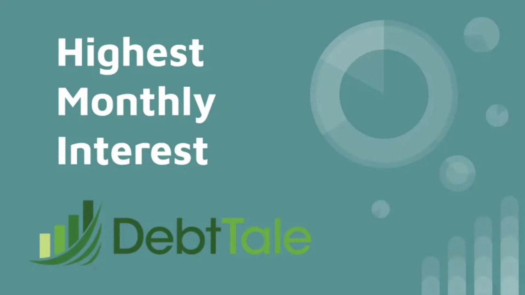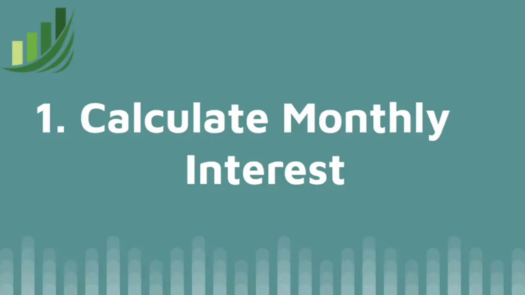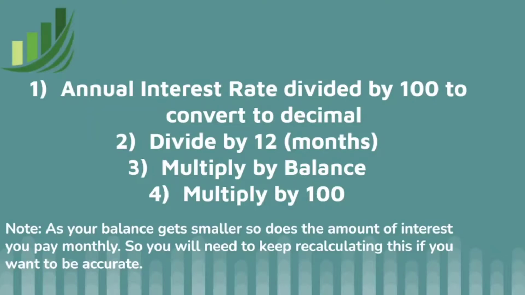All right, so here are the steps for the highest monthly interest payment method. Step one is you want to calculate the monthly interest. In order to calculate the monthly interest, you're going to have to do a little bit of math. So step one, annual interest rate, you're going to divide that by 100 in order to convert it to a decimal. Then you're going to divide that by 12 because again, there's 12 months in a year. You're going to multiply that number by the balance that you have remaining, and then you're going to multiply that by 100. Please note that as your balance gets smaller, so does the amount of interest you're going to pay monthly. So in order to be accurate, you're going to want to keep recalculating this.